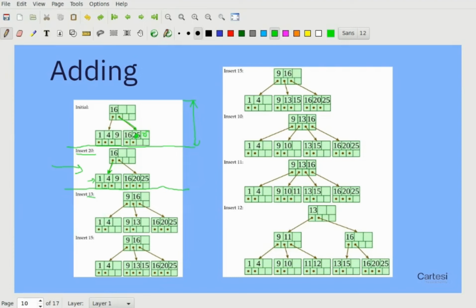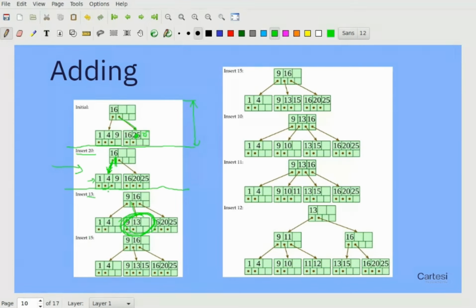So now I have this 1, 4, 9, and 13 in 2 nodes, 1, 4, and 9, 13. But now you see the 1, 4 was already here. But this new node that I created had to be inserted above. So I go to the 16 and say, I want to insert a full node to you that has 9 and 13. Okay, so I should insert it in between. And it's here inserted in between.